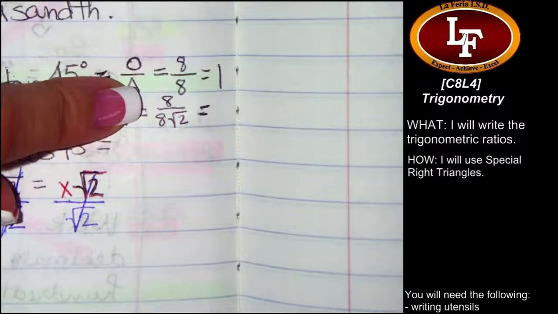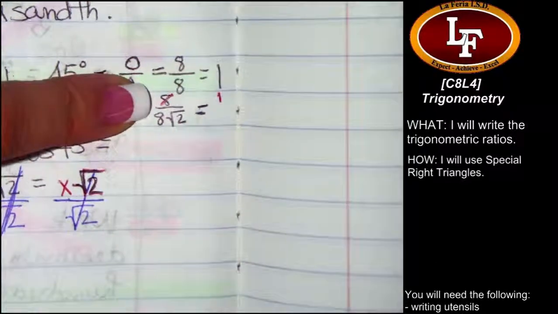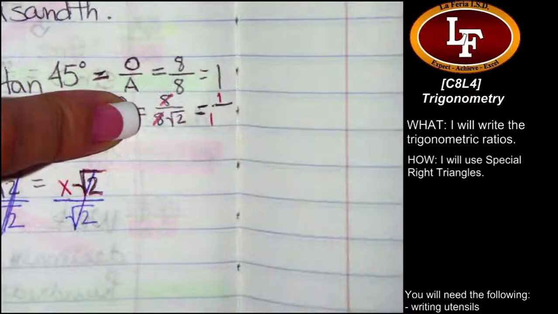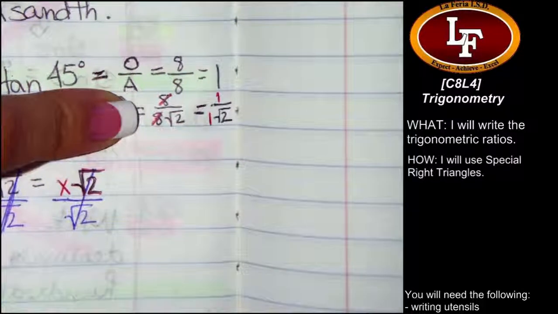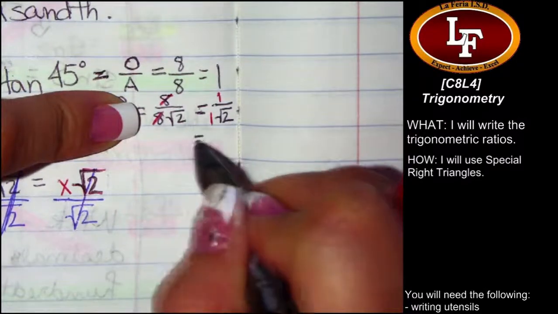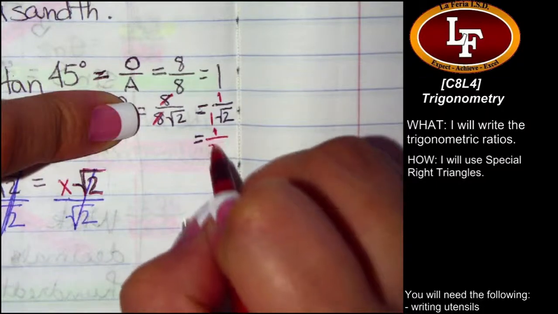Well, it's 8. 8 is divisible by itself. It's going to give you 1 every single time you do it. So if I divide this top number by 8, I'm left with 1. If I divide this bottom number here by 8, I'm left with 1. I'm not doing anything to that square root of 2, and so I'm left with 1 over 1 times the square root of 2. But what's 1 times anything? Yeah, itself, it doesn't change. And so I end up with 1 over the square root of 2.